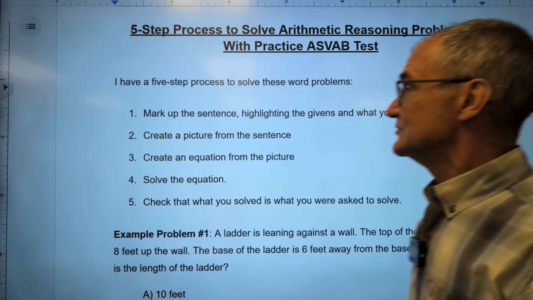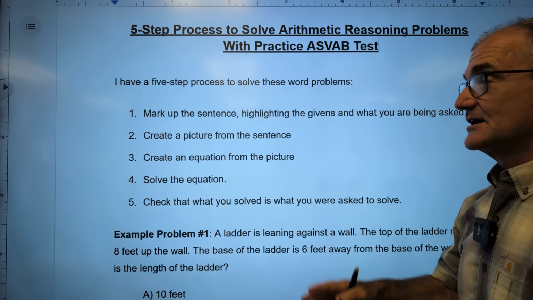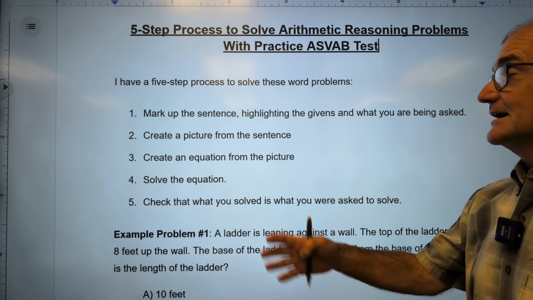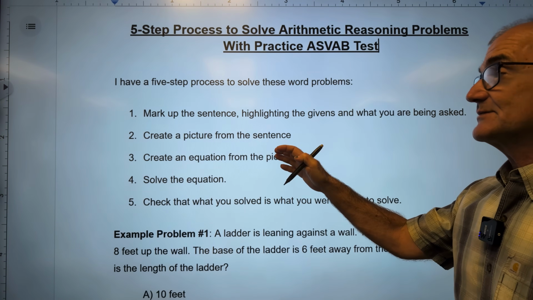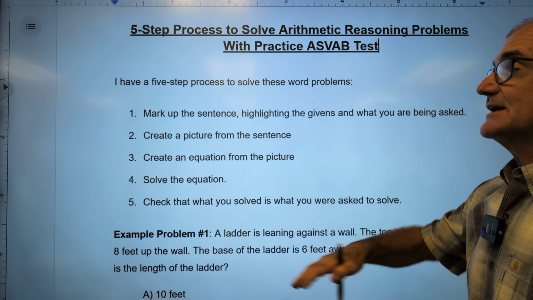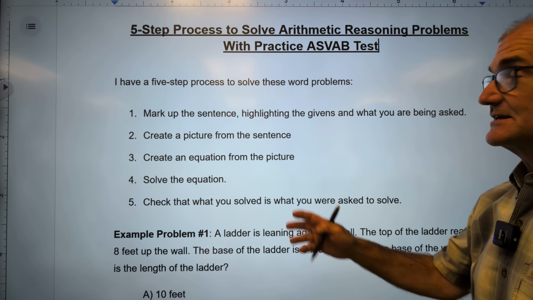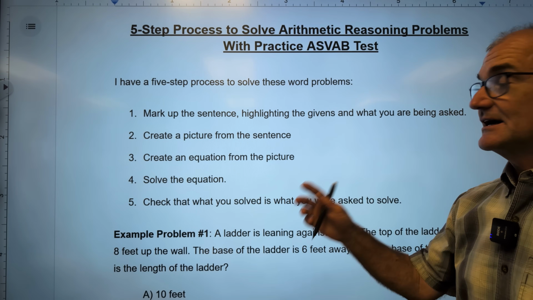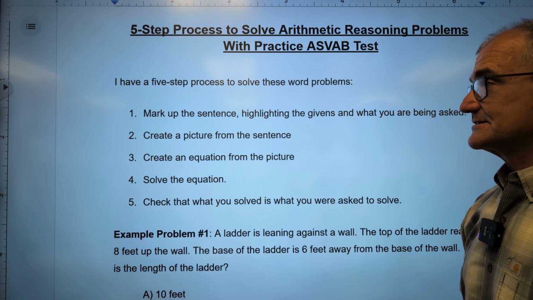Number 2, you create a picture from that sentence. Where you're working towards is creating that picture in your mind, and maybe at a future date, you could skip that picture. But for now, you really need to create a picture from that sentence. These problems are all about decoding the English into a math sentence.